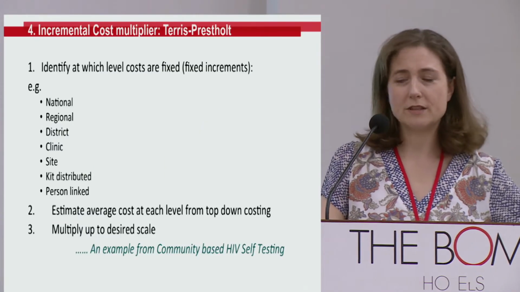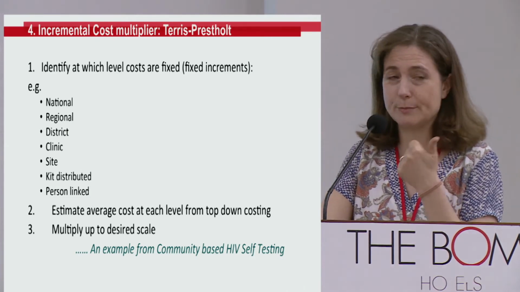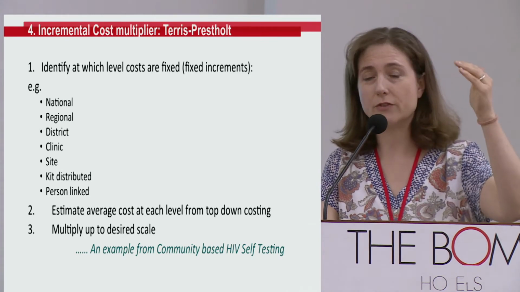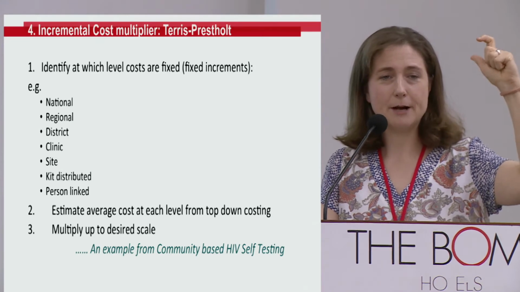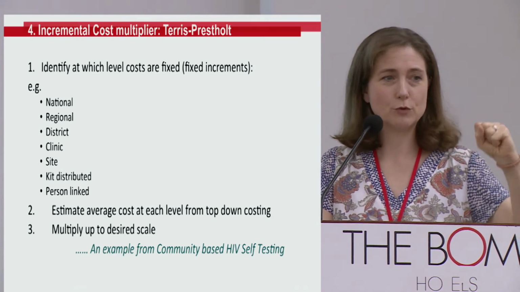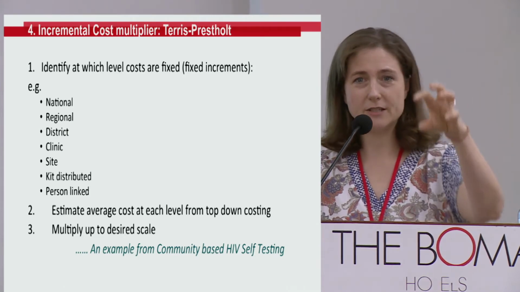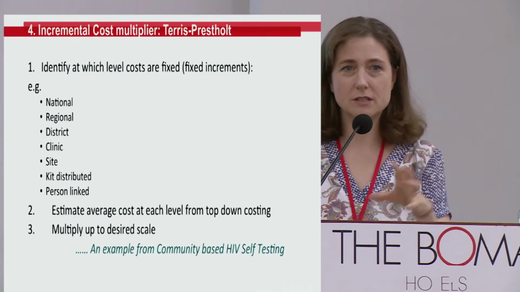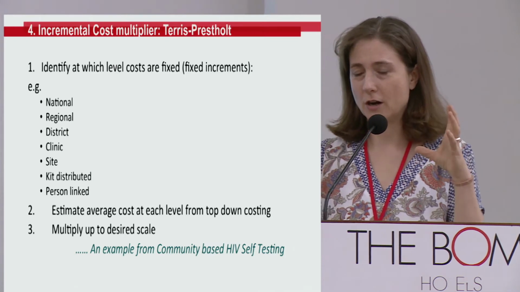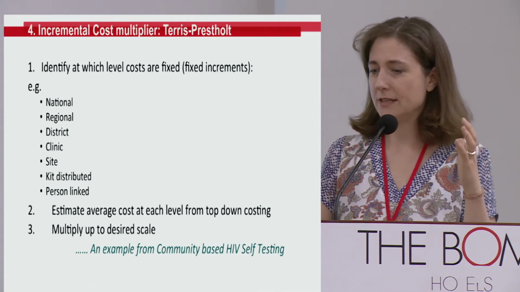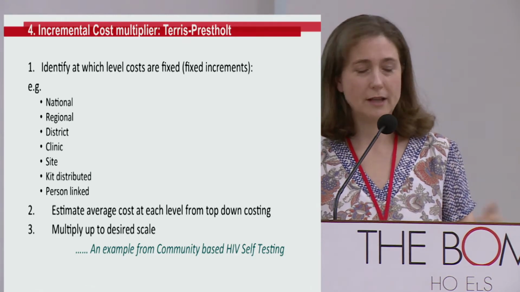Okay, so what are the steps to doing this? First, when you're thinking about your own system, you'll have different levels at which expenditures are incurred. In each of our different countries, Malawi, Zambia, and Zimbabwe, we have a different distribution system. Some will go straight from the distributors to the sites, some will have intermediaries at district level. Depending on what your system for distribution is, you need to identify at which level costs are being spent. Then you need to estimate an average cost at each of these levels, and then multiply to the scale that you're aiming to get to.